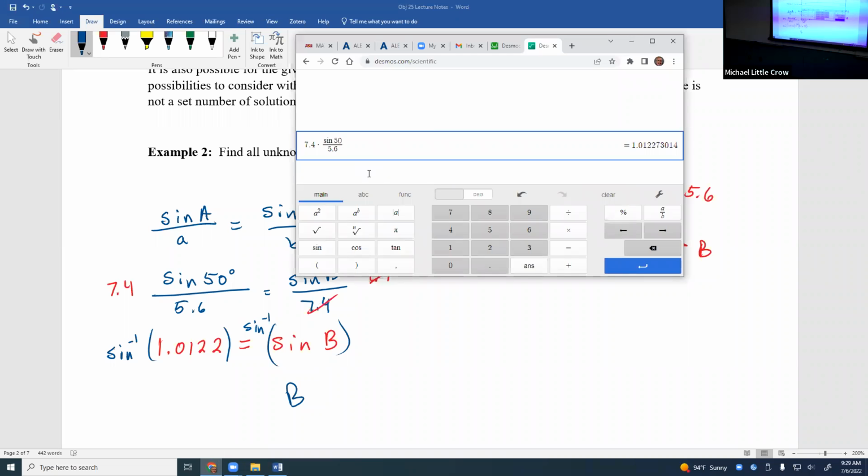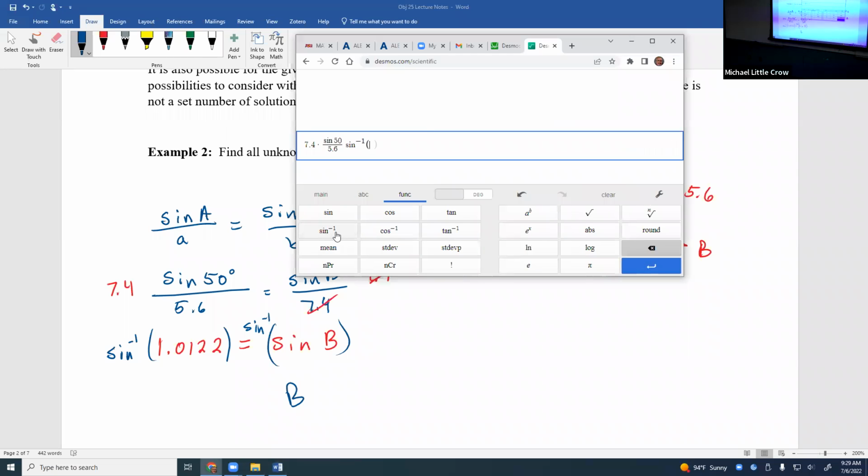But if I go to functions, inverse sine of 1.0122, it tells me it's undefined, right? And again, why is it undefined? Because sine can't be larger than 1. Negative 1 is the smallest.